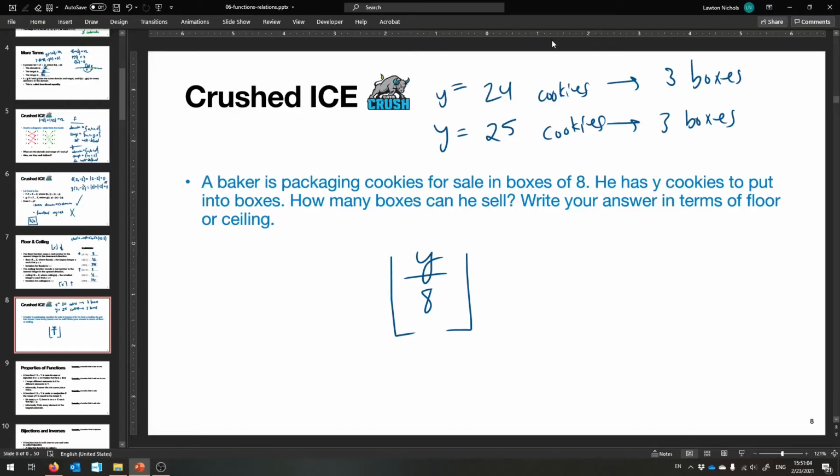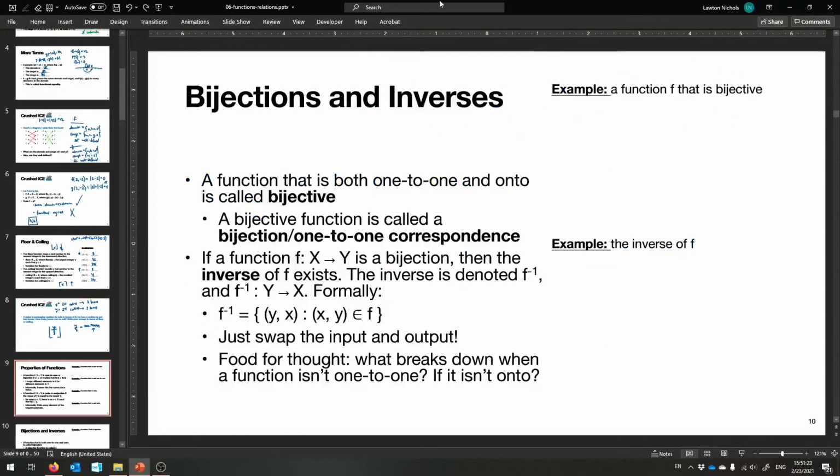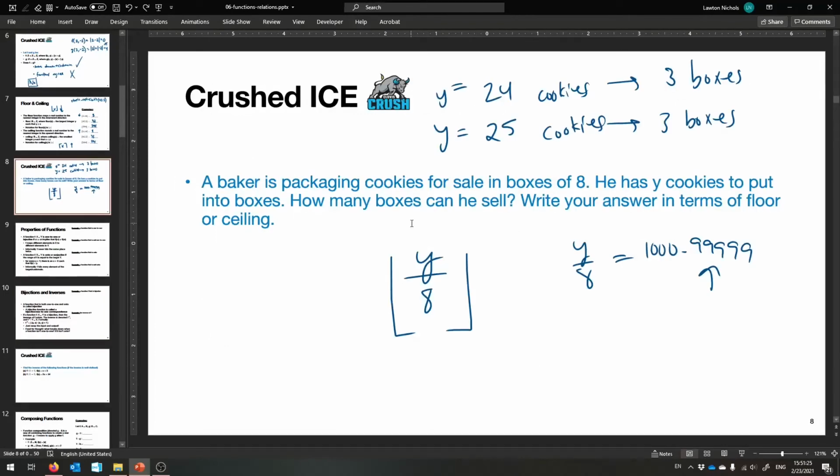We don't care if Y over 8 was, like, with 1,000,000 cookies, I don't know, 1,000.99999. There are not enough to make another box. Okay? So we have to use floor. Can only make 1,000 boxes. Yeah? Hopefully that makes sense. So that is using floor in real life. We use it all the time, but we don't think about it, and now we have notation for it.